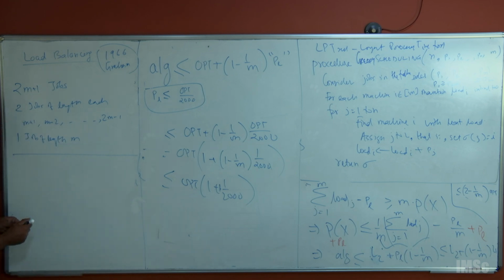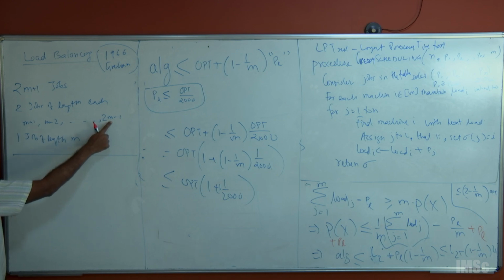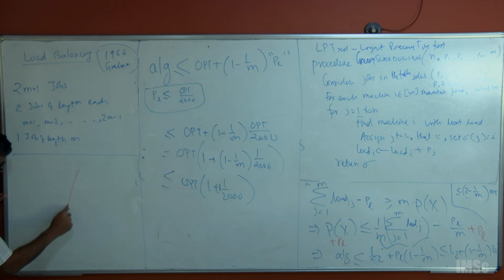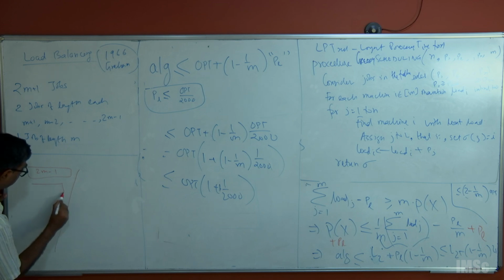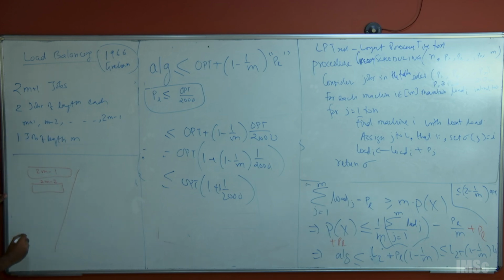So what will happen? Notice first of all that first this will be assigned. So think of it this way. Let me draw a picture. First this is a job of 2m minus 1. Next you will assign 2m minus 2 on the next machine. And the last will be 2m minus 1. So let's bunch them together.